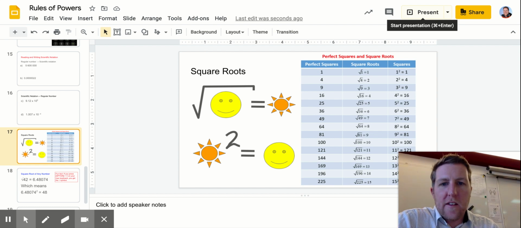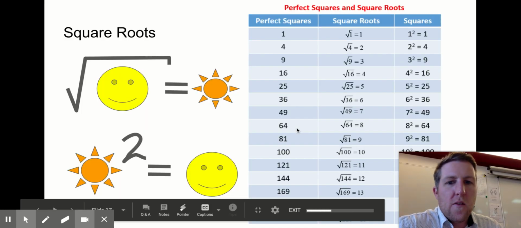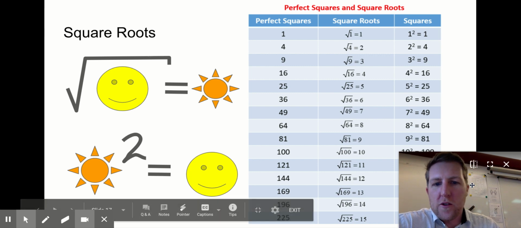Hello, this is a lesson on square roots. So I'm going to try and present and hopefully I stay in the corner. Great. Okay. So square roots.